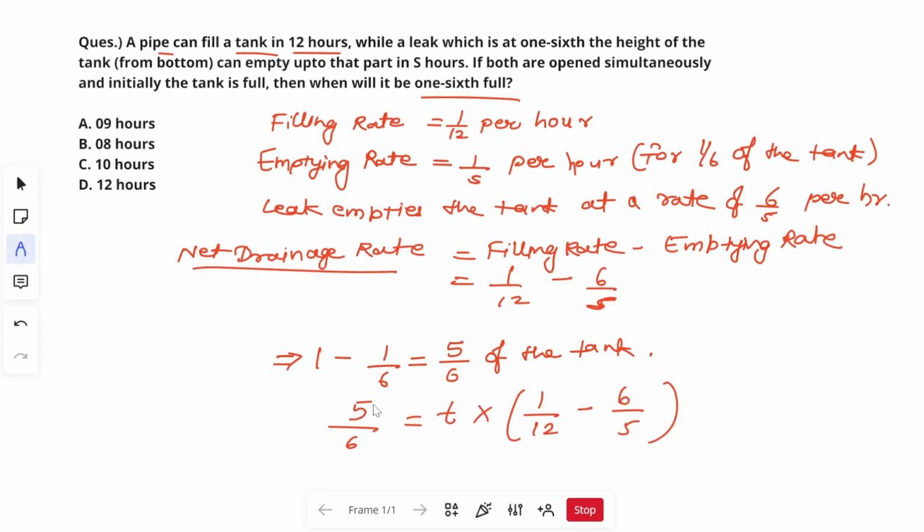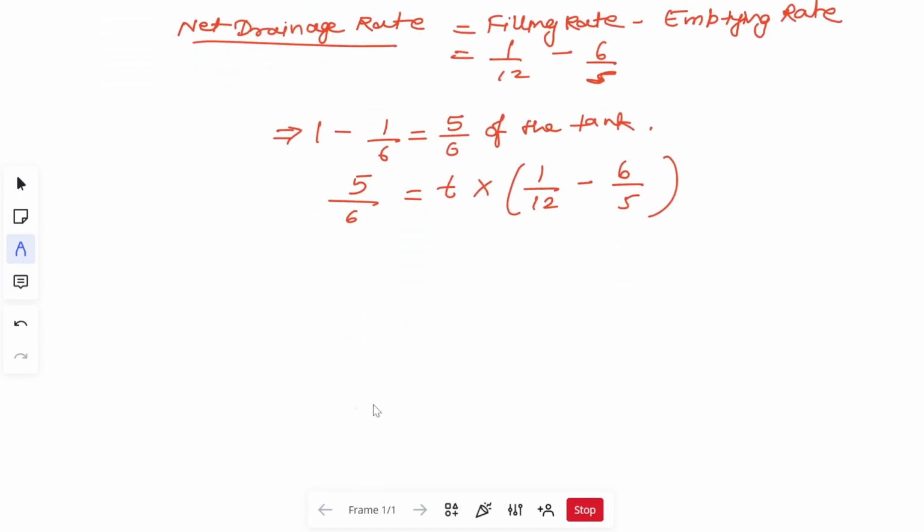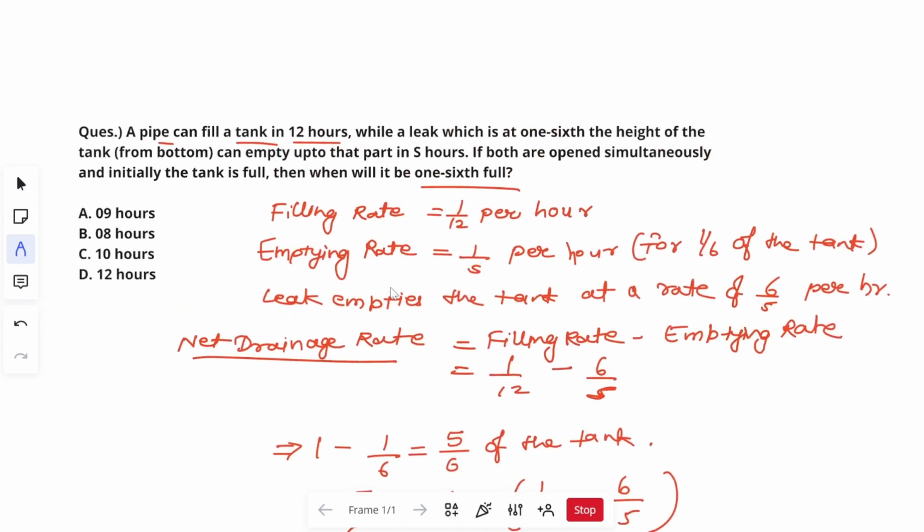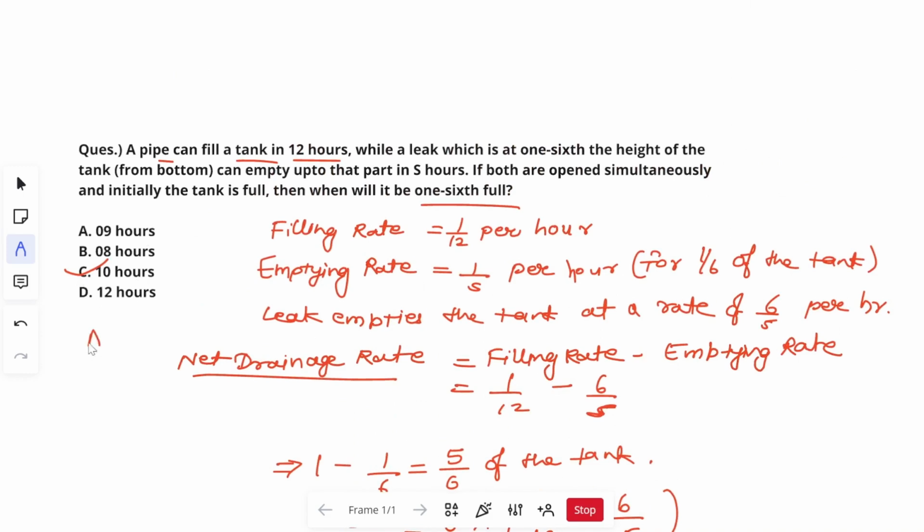Okay, so we have found out how much water needs to be drained out. So that is why we have formed this equation, and now when we solve it, we will get the value of T as 10 hours. Okay, I'm not solving it completely, but if you solve this equation, you will get the value as 10 hours. So the correct answer for this question is going to be option number C, that is 10 hours. Okay, hope you have understood it. Let's move on to the next question.